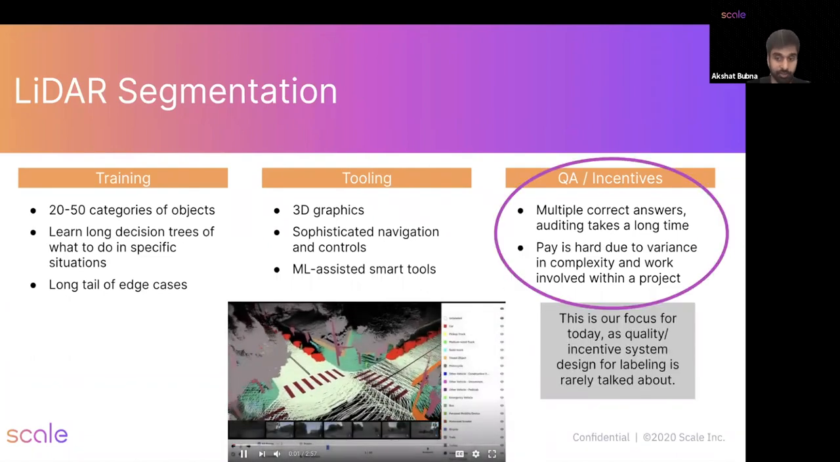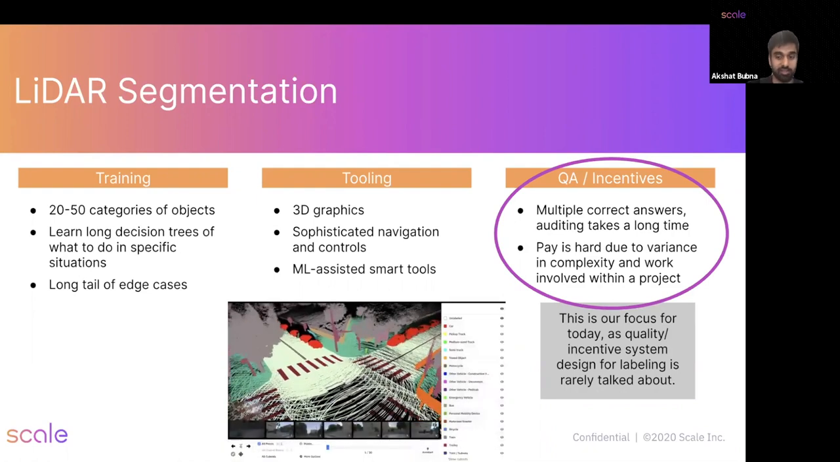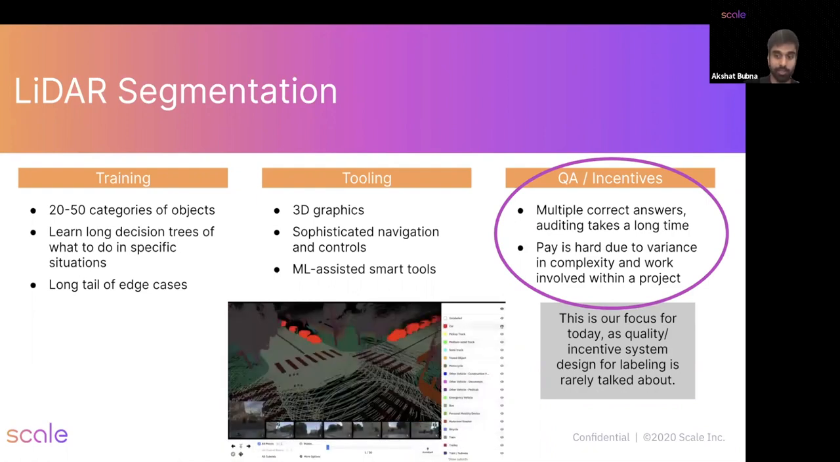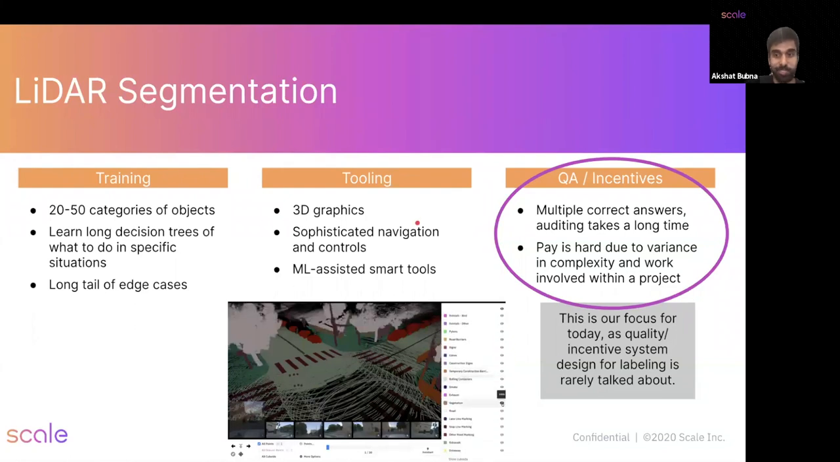So our focus for today is this quality and incentive system. And that's because I feel like design for the quality and incentive part of labeling is not talked about often enough. And so we're trying to fix that.